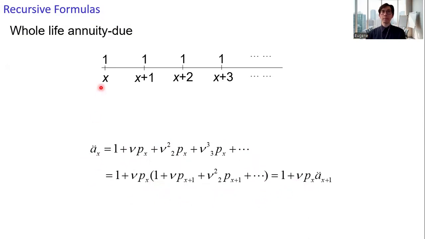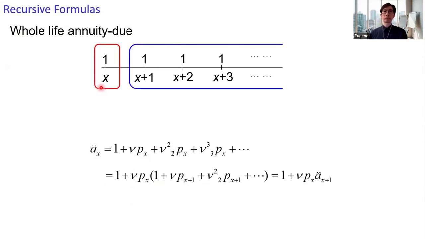Get back to the diagram. Divide into two parts. The first payment of 1, everyone will receive this amount of 1 at this time point. And if the individual survives to age x plus 1, the actuarial present value of all the future payments at this time point is ä_{x+1}. Discount back to age x, and we get the relationship.